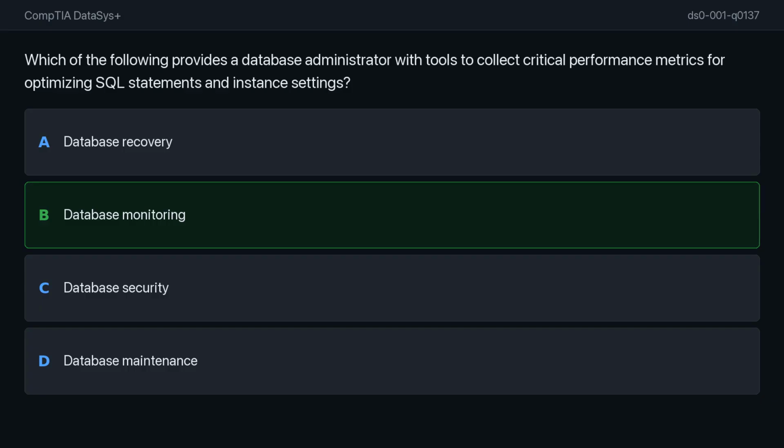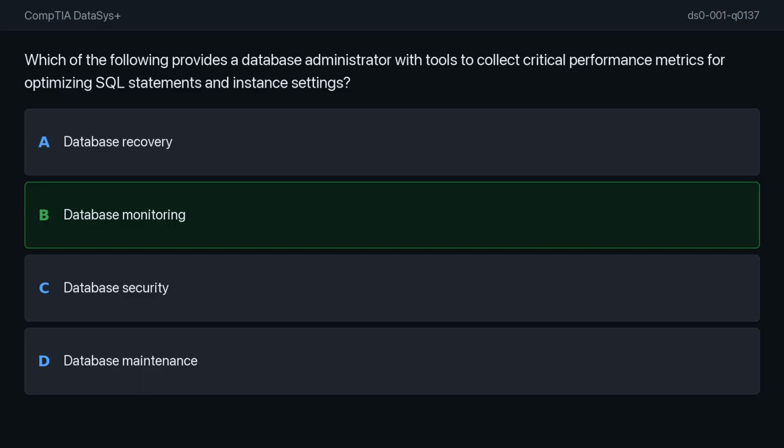In my view, the correct answer is Option B, database monitoring. Monitoring provides the necessary visibility into performance metrics, such as query execution times and resource utilization, which are essential for identifying bottlenecks. By analyzing this data, a database administrator can effectively tune SQL statements and adjust instance configurations to improve overall system efficiency.